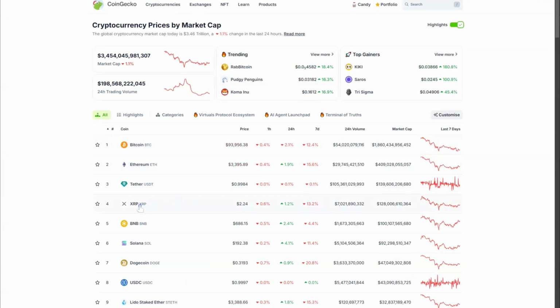So XRP was around 10, 11 cents. I had some friends that bought it at $3.11, and they were like, no, XRP is terrible because it's down to $2.24. But we know now you shouldn't be buying at $2.24. You shouldn't be buying at $3.11.